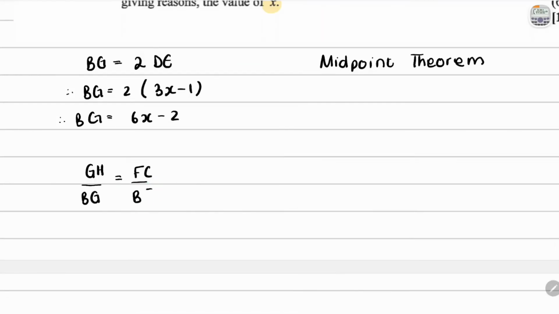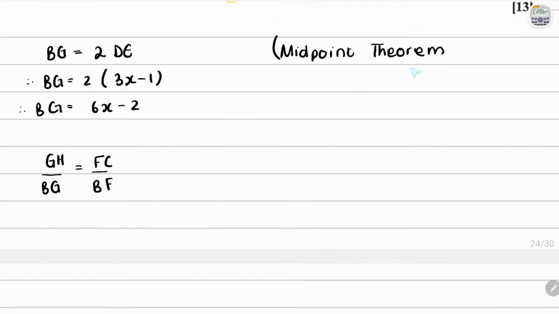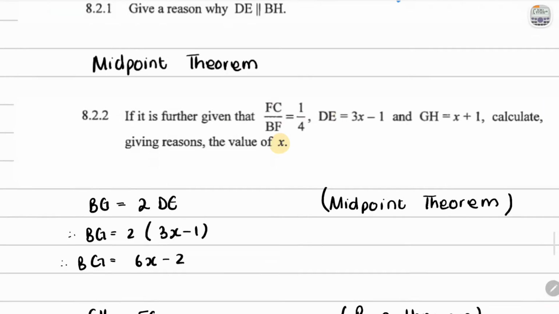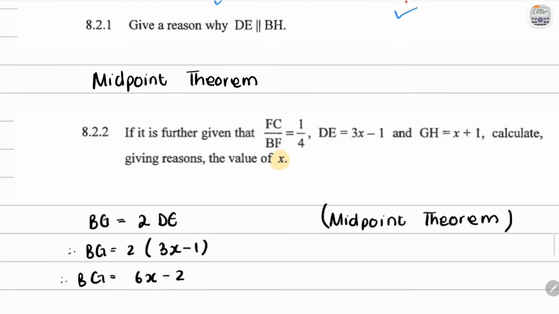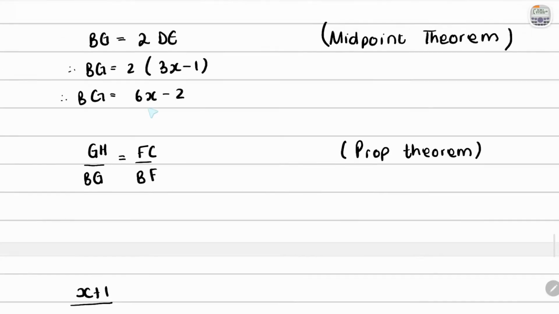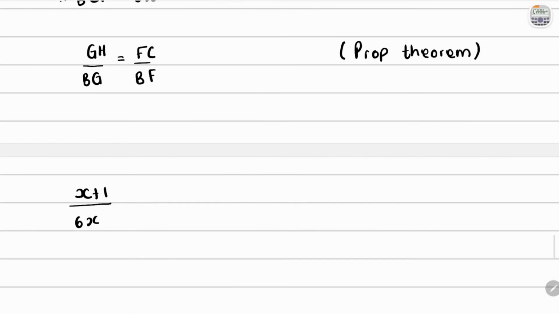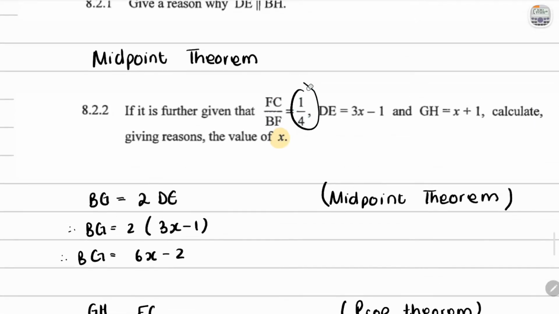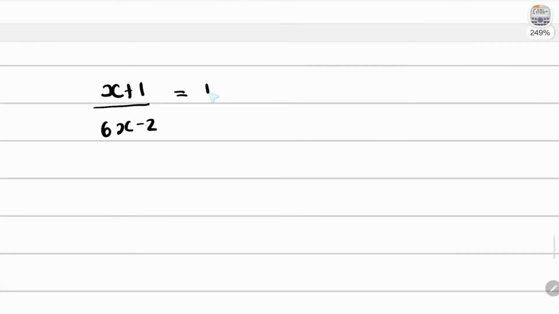So that would be equal to, because of the proportionality theorem, FC over BF. We can either give the reason proportionality theorem or tell them it's because we have a line drawn parallel to one side of the triangle. But you would probably notice it's easier to just say prop theorem. Okay, and now we can just fill in what they are. GH is, like they told us, x plus 1. So in place of GH, we say x plus 1 over BG, which we found to be 6x minus 2, is equal to FC over BF, which is simply 1 over 4.